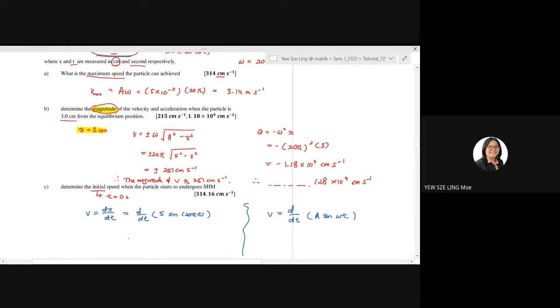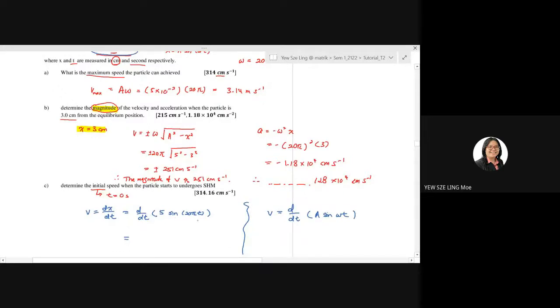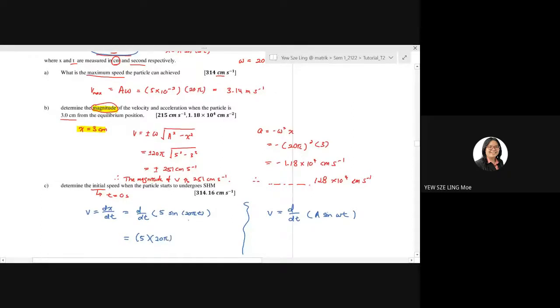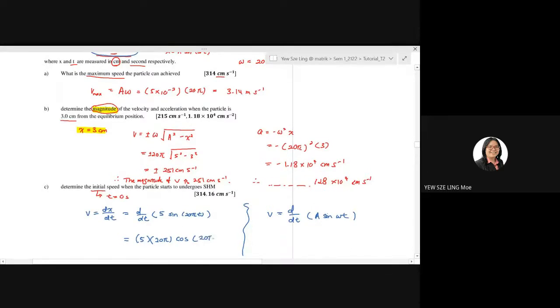So let us continue. Differentiate 5 sine 20 pi t. What am I going to get? Well, I will keep the 5 here because 5 has nothing to do with the time. So I differentiate sine 20 pi t. Now I have 20 pi here, and then differentiating sine, it becomes cos. So you have cos 20 pi t.